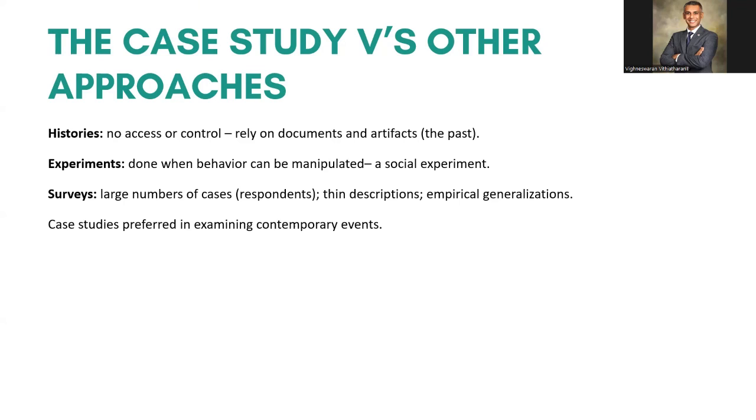Number two, experiments. Experiments involve manipulating variables to observe outcomes, which is not feasible in social science. On the other hand, case studies investigate phenomena in their natural setting. For instance, an experiment might test the effects of a new drug in a controlled environment. At the same time, a case study might examine how patients in different hospitals respond to the same treatment.